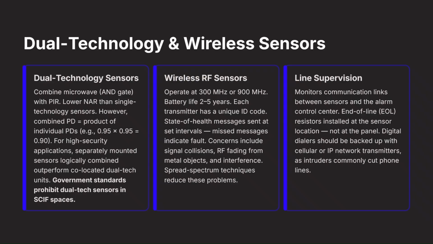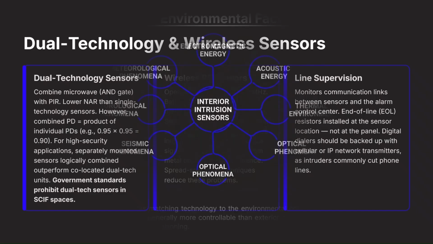Wireless RF sensors offer flexible installation without extensive wiring, making them ideal for retrofitting or temporary setups. Line supervision ensures system integrity by continuously monitoring communication links between sensors and control panels. These advancements improve system reliability, scalability, and adaptability in modern security environments.